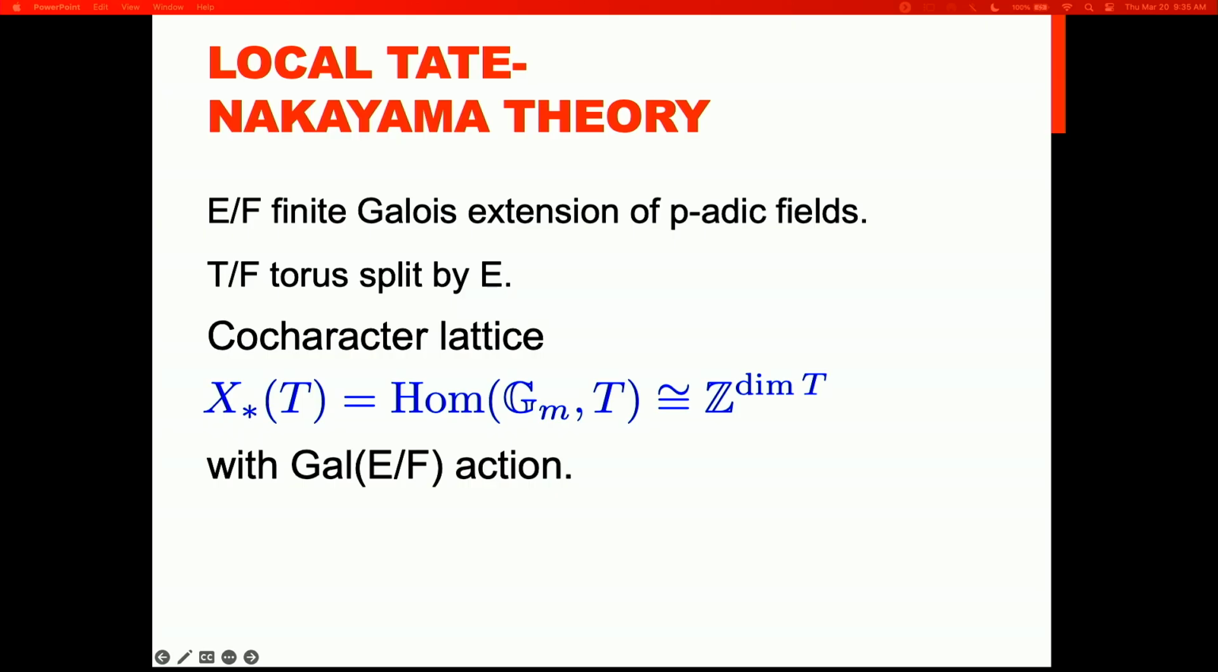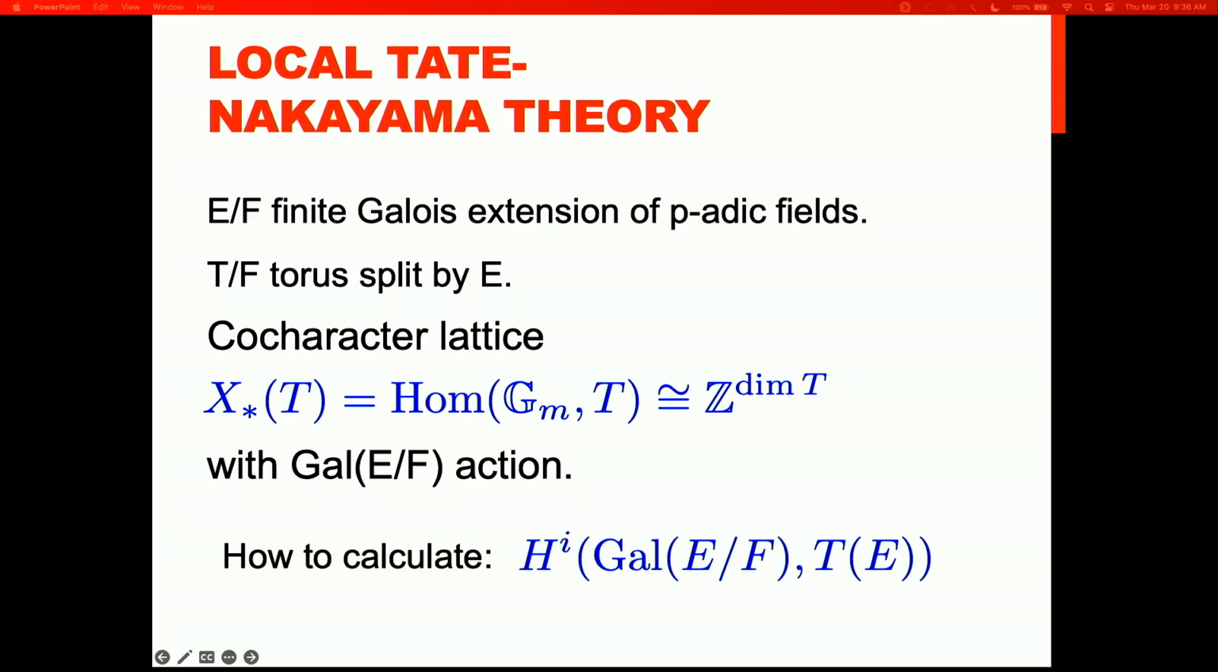If I've got a torus, I can look at its co-character group, just the set of homomorphisms from G_m to the torus over suitable, well, over E in this case will do. So it's, as I say, a free abelian group of rank equal to the dimension of the torus, and it comes with a natural action of the Galois group of E over F, and given this data, you can reconstruct the torus. And then the question that Tate and Nakayama answered was how to use knowledge of this co-character lattice to calculate the cohomology of the torus.